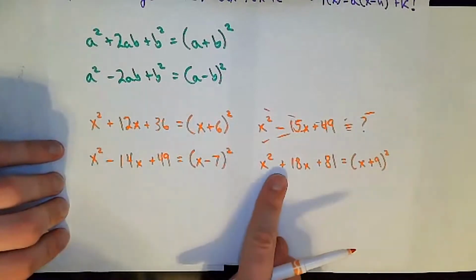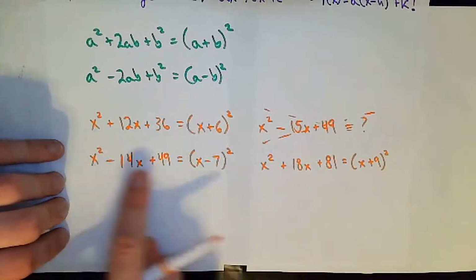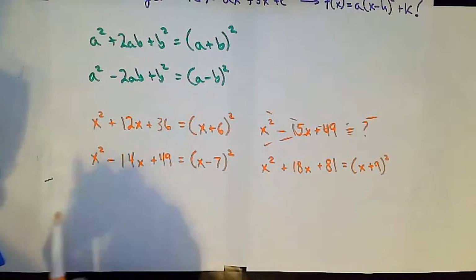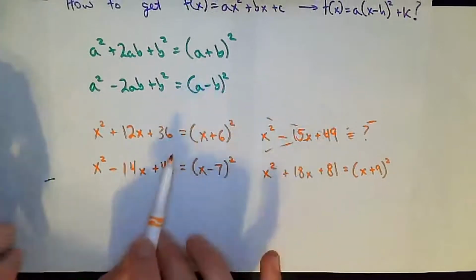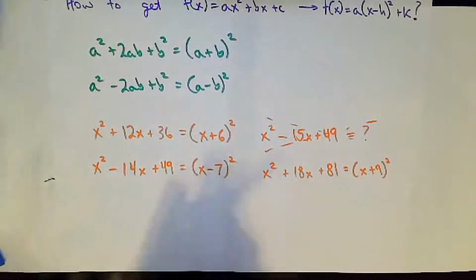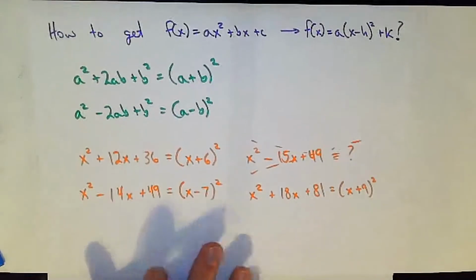And the sign is dictated by whatever the sign on the linear term is. See, plus, plus, minus, minus, plus, plus. Because the outer term should always end up being positive. And anything that gets squared in either form, the outer term should be positive. Okay, so there's some examples of those. This is what we need to be able to recognize.